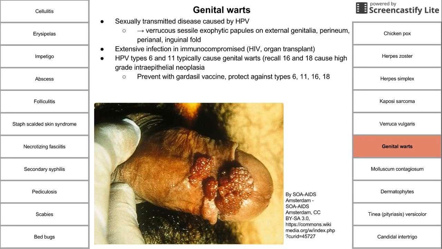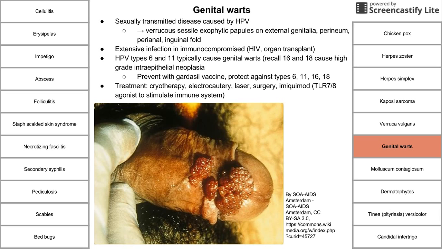You can prevent all these types of HPV using Gardasil, a vaccine for HPV. And the treatment for HPV is to essentially freeze the warts off, to use electricity to get the warts off, laser, surgery, and imiquimod, which is a toll-like receptor 7 and 8 agonist, which would stimulate the immune system to take care of the warts.